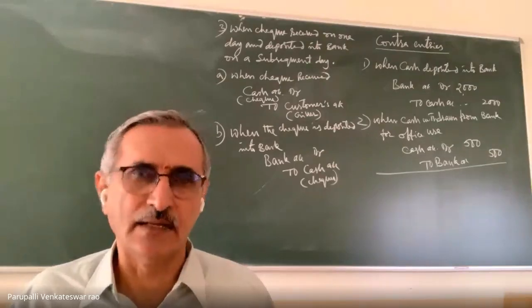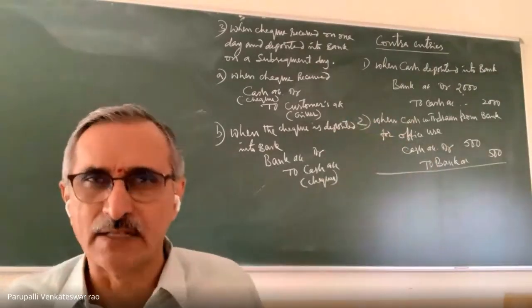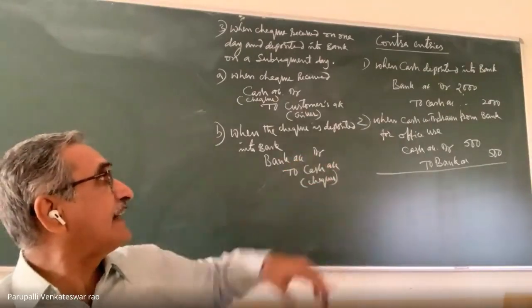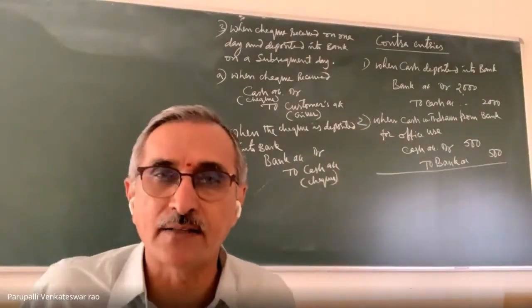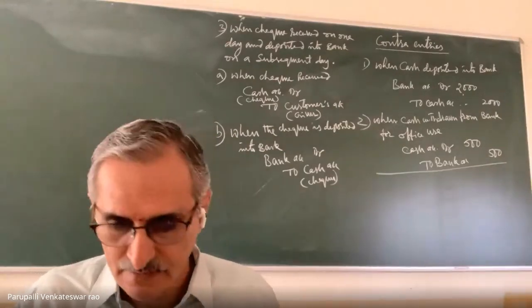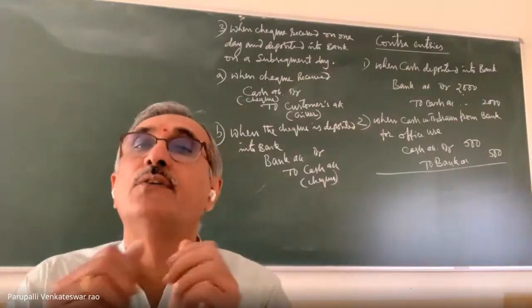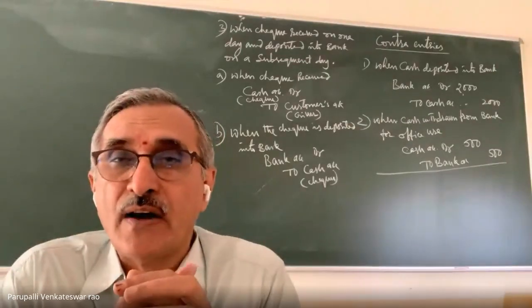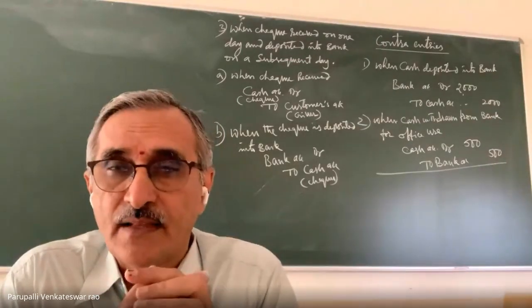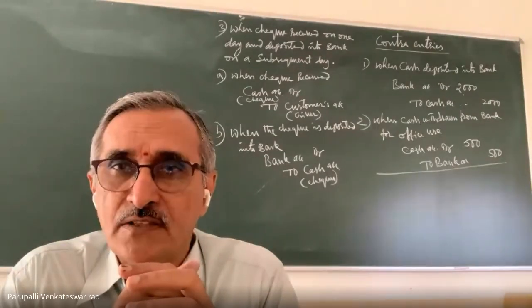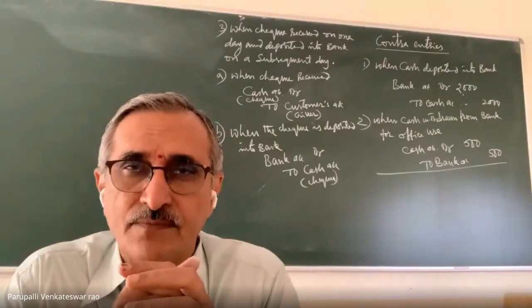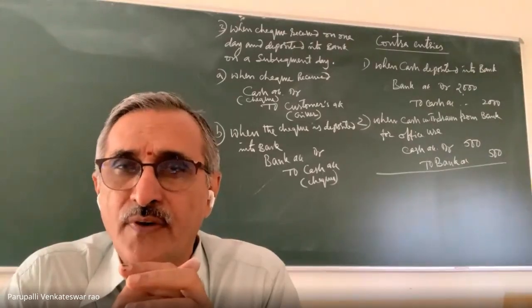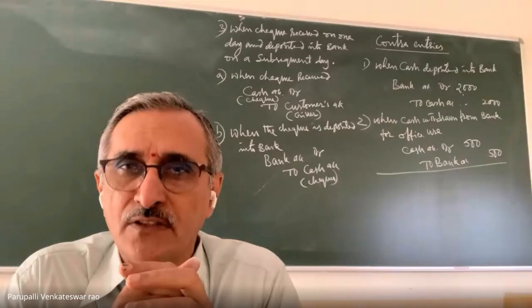Next one. Number 2. Second entry is when cash withdrawn from bank for office use. Cash withdrawn from bank for office use.